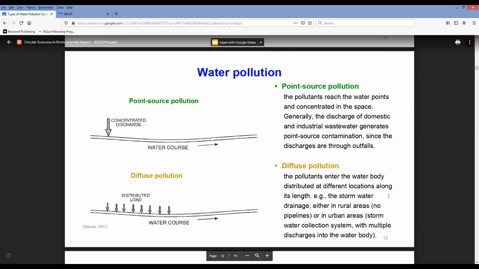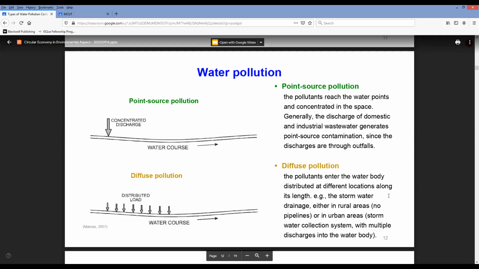For water pollution, basically we have two types. The first one is called point source pollution. Point source pollution means the pollutant is concentrated in one spot. The next one is called diffuse pollution. Diffuse pollution means the pollutant is distributed over some ground, so the contaminated area is larger than with point source pollution.